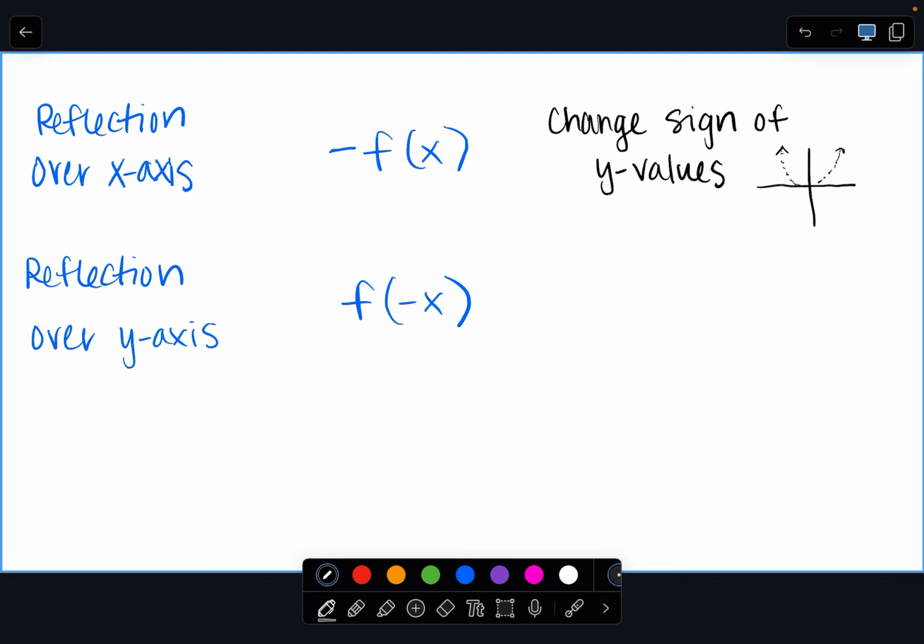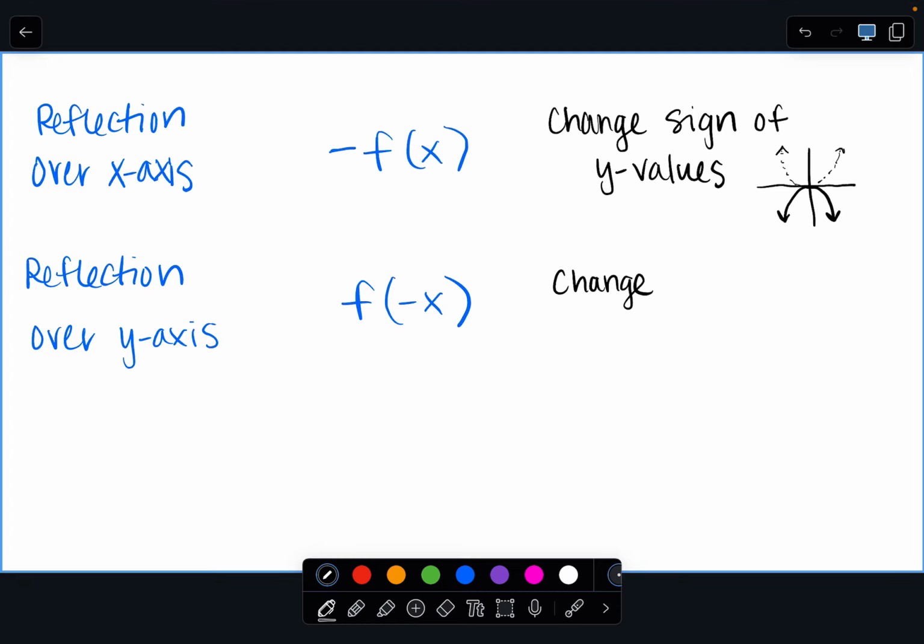If I wanted to reflect over the x-axis, that means the y values are no longer going to be what they originally are. They change signs. So whatever was negative is now positive. Anything that was positive is now negative. So the dotted line would be the original. The solid line would be the reflection over the x-axis. Now for the reflection over the y-axis, you apply it almost exactly the same.